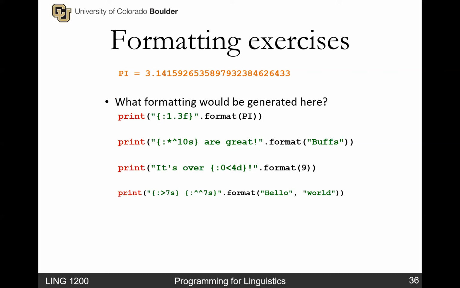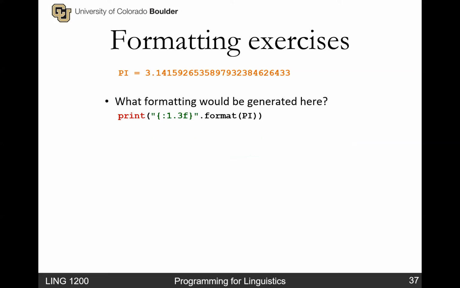Here's another exercise. So I've put the pi up there to remind you for that first one. Take a moment, pause here, and write what the formatting would be generated here. So for the first one, we want the pi digit with a minimum of 1 character and no more than 3 digits after the decimal point.